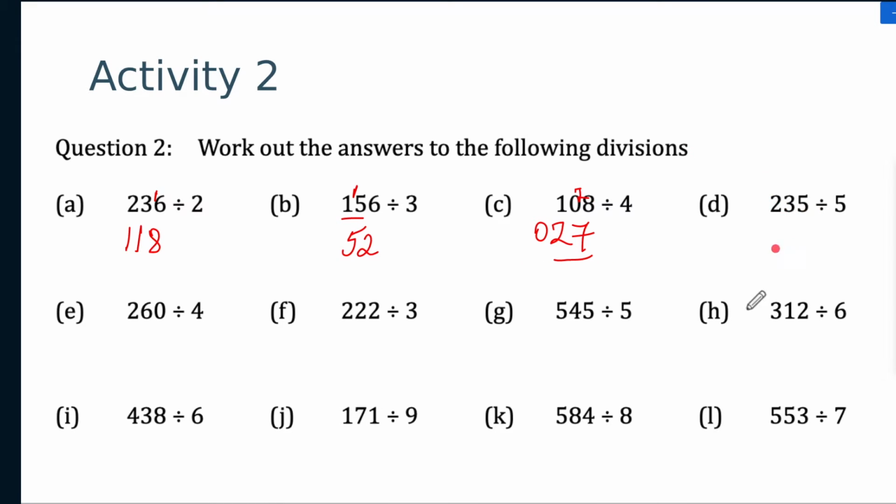Okay, let's do one more, then you can carry on by yourself. 5 doesn't go into 1, into 2. 5 goes into 23 4 times, and there's a remainder of 3. 5 goes into 35 7 times. Okay, now pause the video and do your own work in your book. Then you have the answers to mark and check if you've done it right.